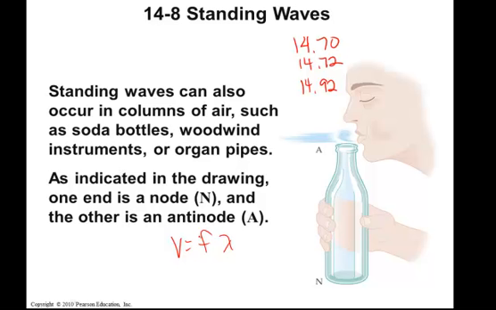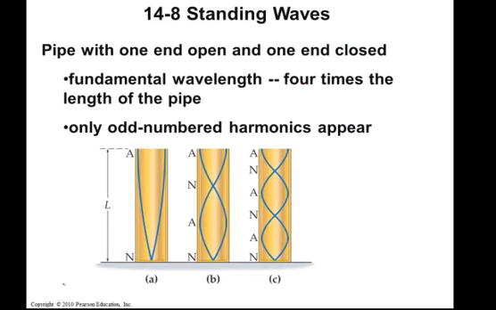Standing waves occur in air. They occur in all kinds of musical instruments, not just stringed instruments. In this case, we have an antinode at one end and a node at the other end where it's closed. So a lot of times they talk about open pipes and closed pipes. So if you have one end open and one end closed, then the fundamental wavelength is 4 times the length of the pipe. Instead of 2L, it's going to be 4L.